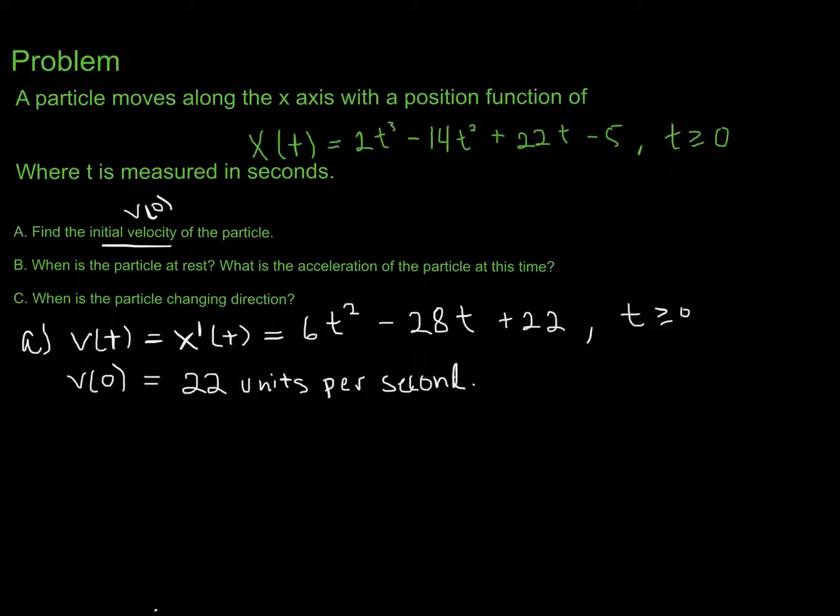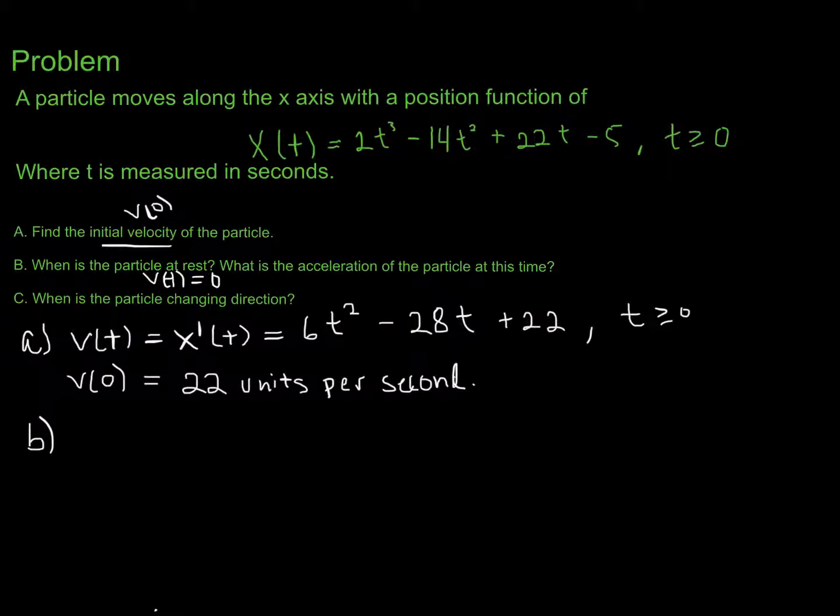All right, next I'm going to be looking for when the particle is at rest. And here I'm thinking, okay, when is something at rest? Well, that's when it's motionless. So here I'm looking for where the velocity is going to be equal to 0. So I'm trying to solve v of t equals 0.